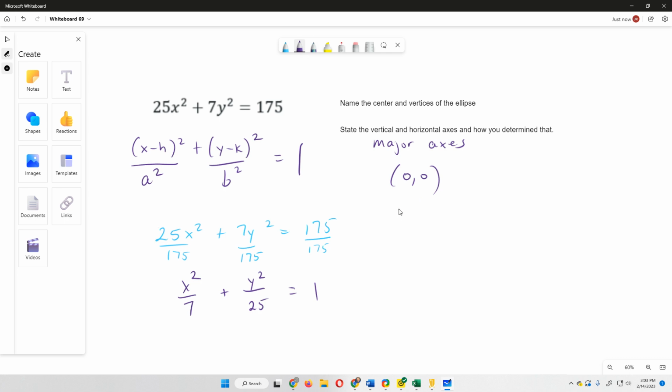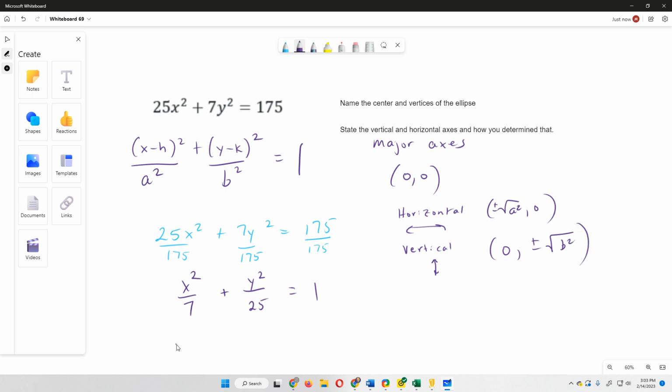Horizontals are the x's. So horizontal is this way. That's going to be plus or minus the square root of a squared, and 0. And then the vertical, that's the up and down y-axis vertices. That's going to be 0, plus or minus the square root of b squared.